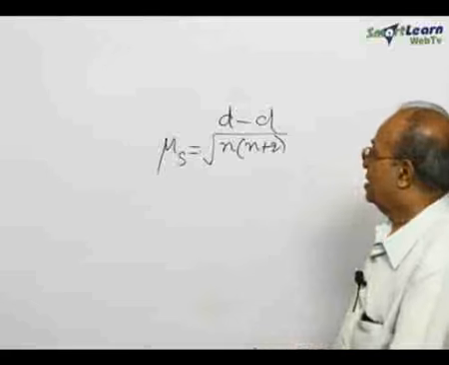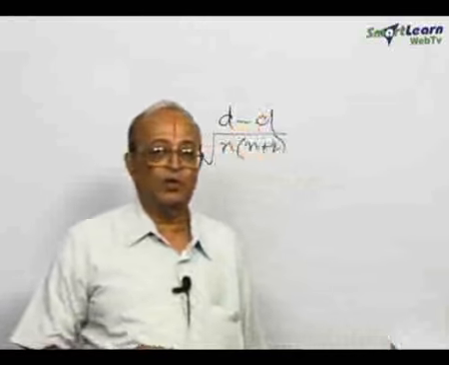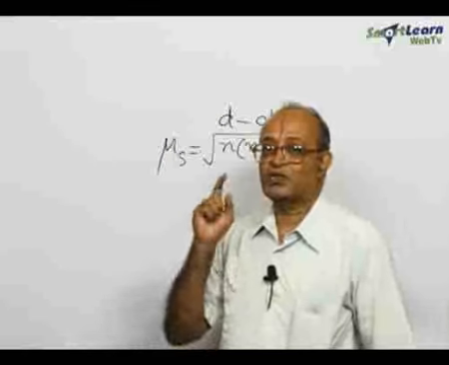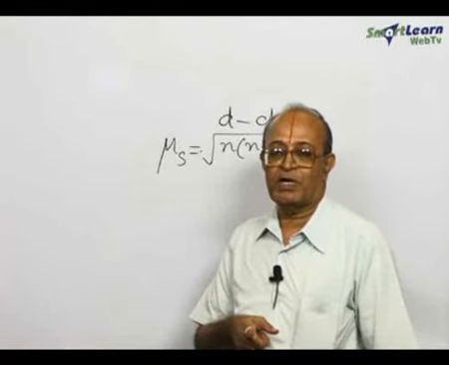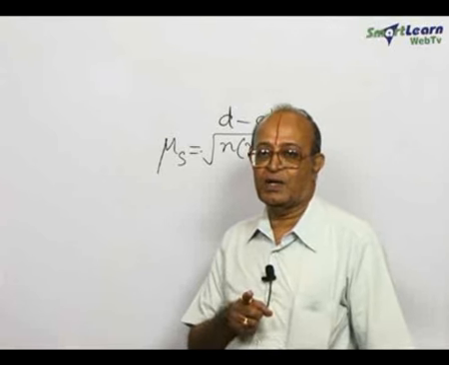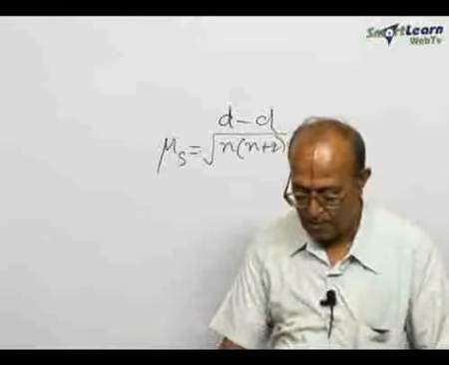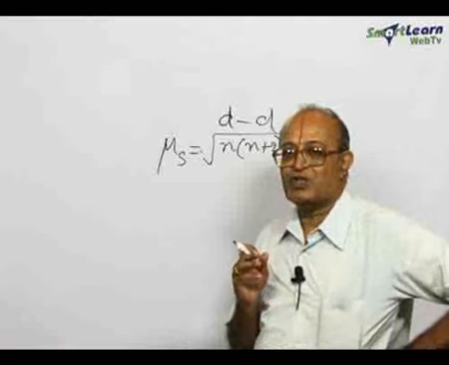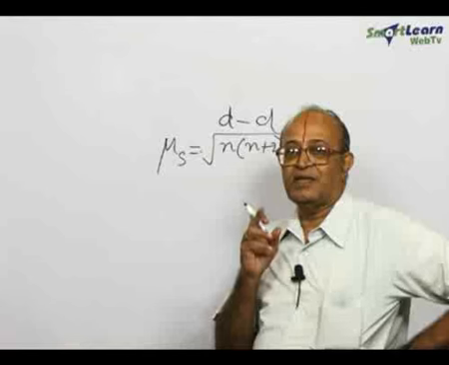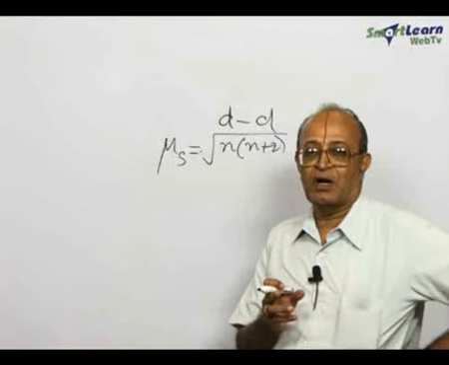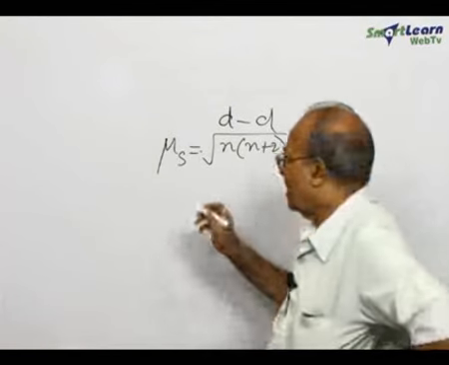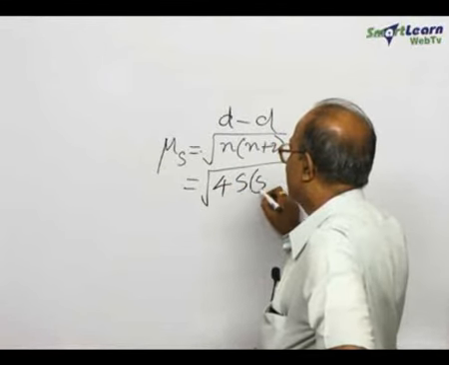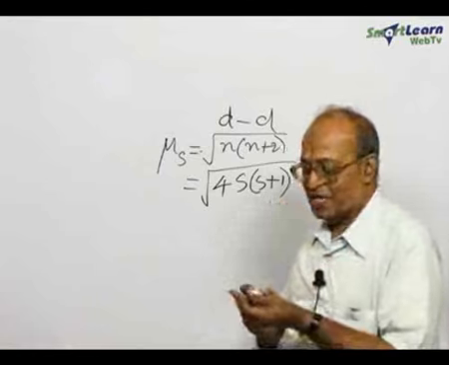mu s is equal to root of n into n plus 2. The mu s is the spin only magnetic moment value. It is given by the expression root of n into n plus 2, where small n represents the number of unpaired electrons. There is also another expression which will give the same result.